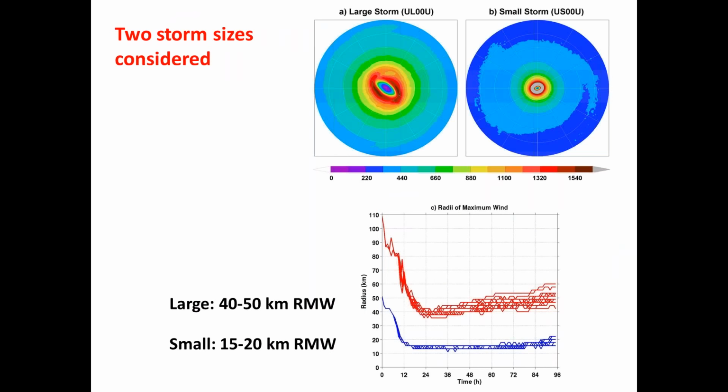Two storm sizes are considered. There is a storm size dependence on how a storm will respond to the ocean. By initializing two initial vortices of two different radii, we were able to maintain through the forecast storms of two different sizes. I just call them large and small. The large storm typically has a 40 to 50 kilometer radius of maximum winds, the small 15 to 20 kilometer. And the small storm is more like an Andrew type storm, where the larger storm is probably more typical of many storms, especially the big ones we had last year.